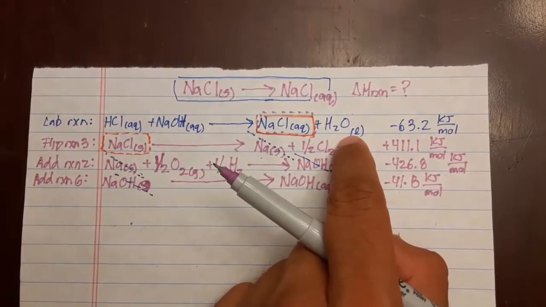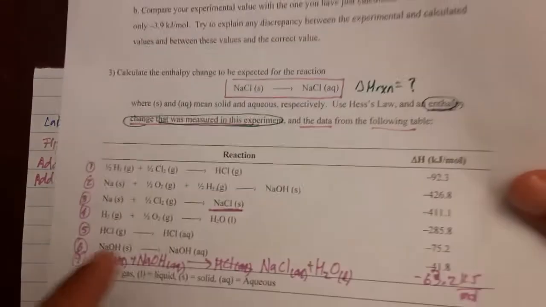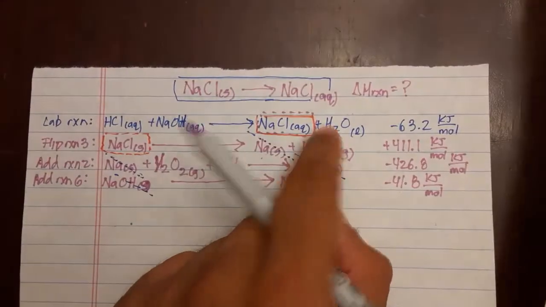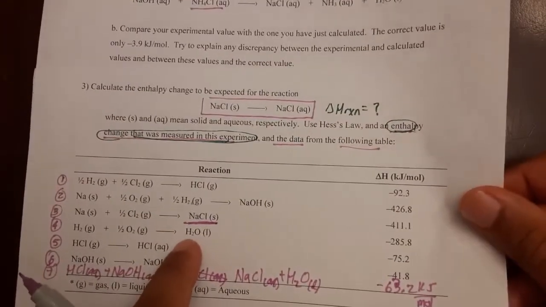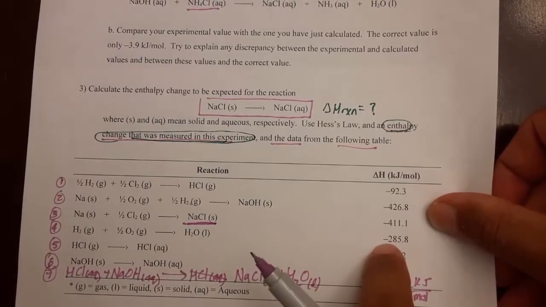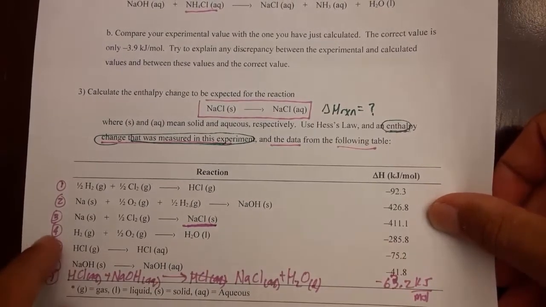product side as well. So to cancel out the H2O on the product side here, I'm going to flip reaction 4 to get H2O liquid on the reactant side. So flipping this will actually make this positive 285.8. So here I'm going to say let's flip reaction 4.